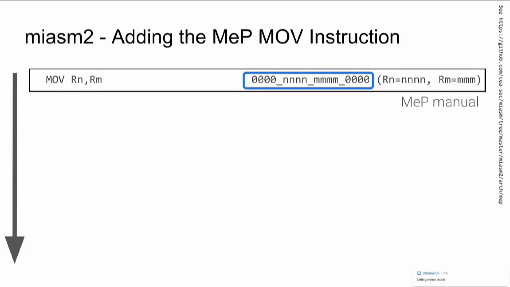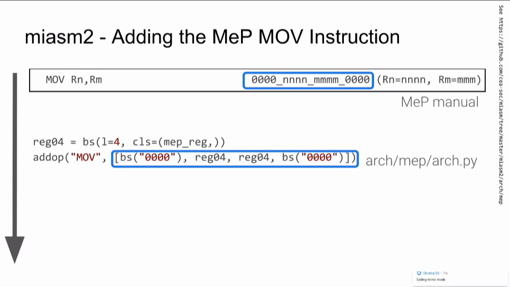In MyASM, we use the addop function in order to add an instruction. The first parameter is the function name, so here it's mov. And then we have a list to encode and decode. First we have bs(4), BS means bit string, of 4 zeros, then we tell MyASM to decode the next bits with a variable named reg4. Reg4 is just a trick to tell MyASM how to display register names. For example, if we have the value 5, it will display R05 when we disassemble. And finally, we have the last zeros.